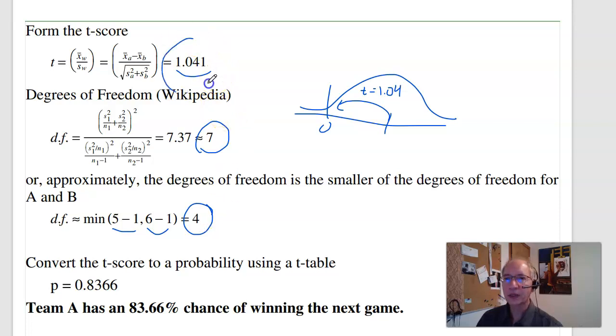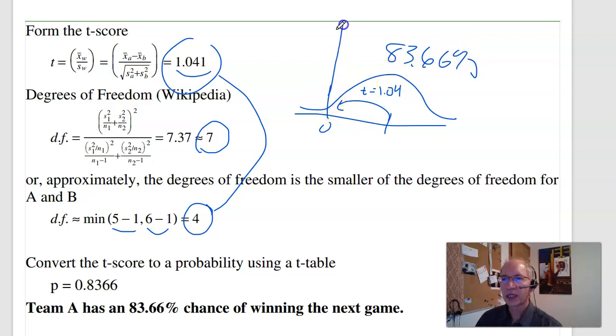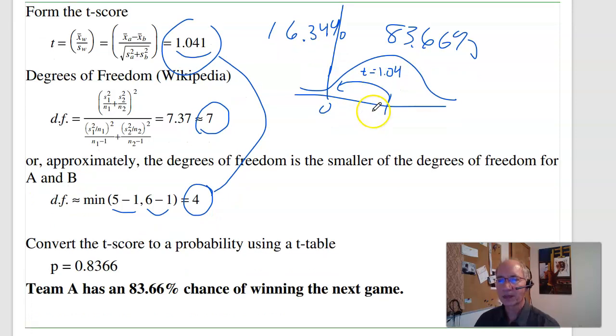Once I know the t-score and the degrees of freedom, I can go into StatTrack, plug it in, and find out what's the probability. And the answer is 83.6%, so this area is 83.66%. The area to the left, all probabilities add to 1, is 16.34%. So there's a 16% chance that B is going to win the next game, 83% chance that A will win the next game. That's comparison of two means.